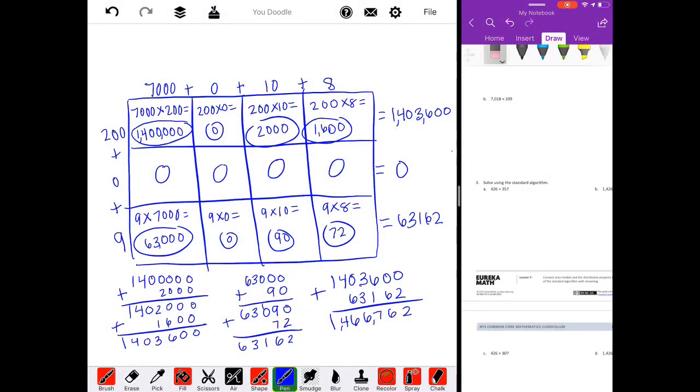All right, now let's do the standard algorithm. So 7,018 times 209. Start with the 9, the ones place. 9 times 8 is 72. Carry the 7. 9 times 1 is 9, plus 7 is 16. Carry the 1. 9 times 0 is 0, plus 1 is 1. And 9 times 7 is 63. So there is our 63,162, which is right here.